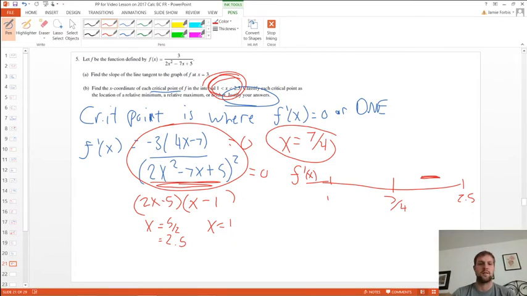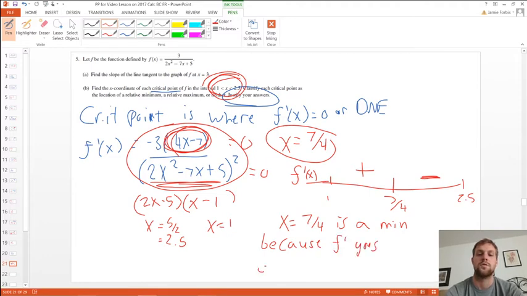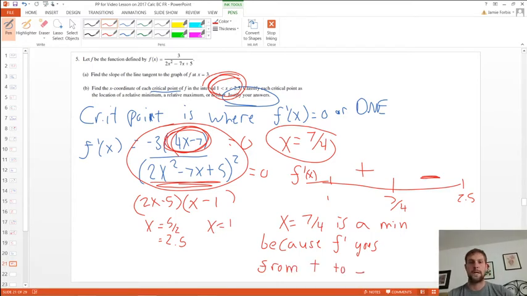And at 7/4, if I plug in some number a little bit bigger than 1 and a little bit less than 2, that's going to make this value negative, and negative times a negative is a positive on top, so we have positive. So that means that 7/4 is a minimum. So x equals 7/4 is a minimum because f prime goes from negative to positive. All right, there you have it. That's B, finding your critical points and justifying if it's a max, min, or neither.